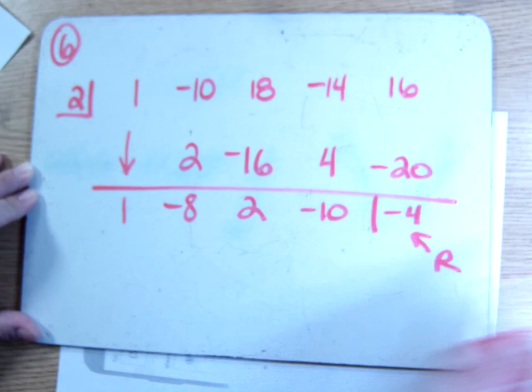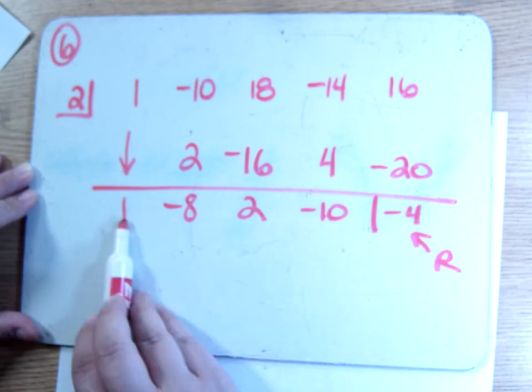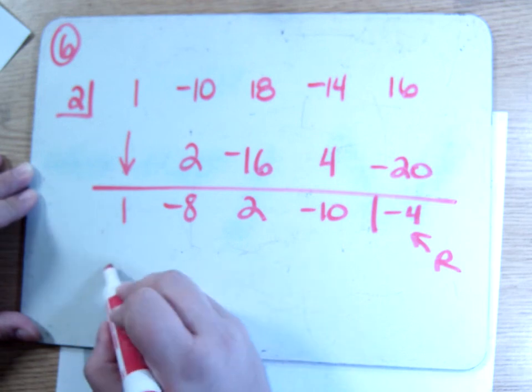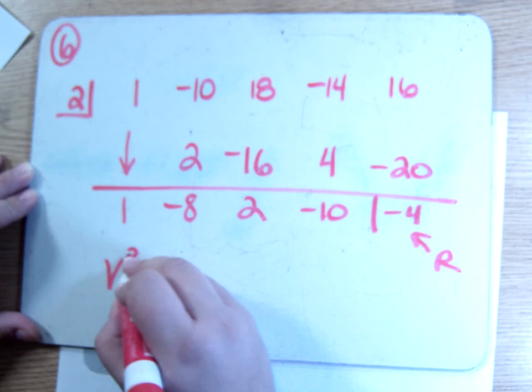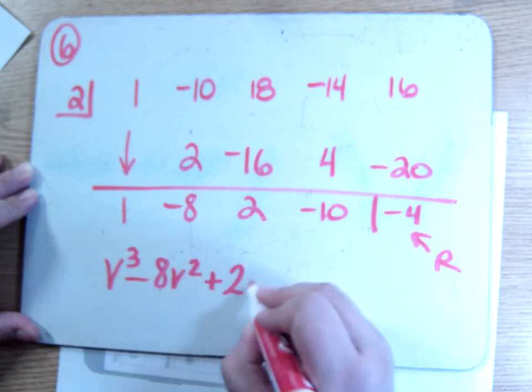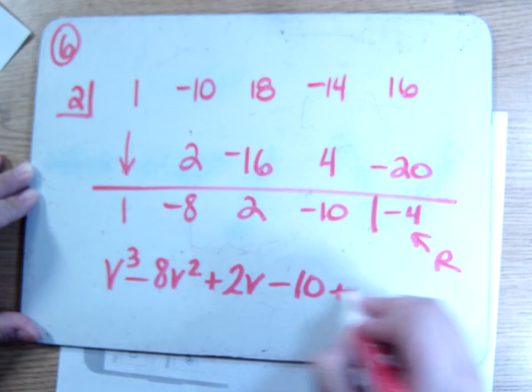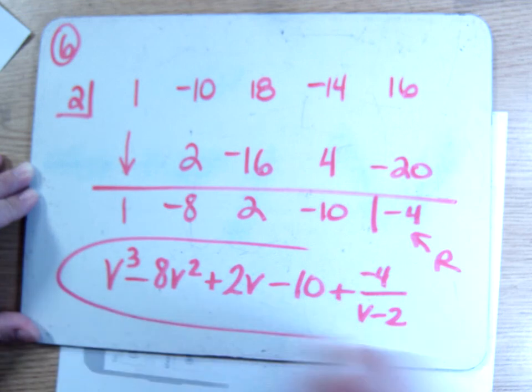So once again, I have a remainder. This is x to the 0, x to the 1st, x to the 2nd, x to the 3rd. So I have 1, and actually it's v's, so I'm going to think about it this time. 1v to the 3rd minus 8v squared plus 2v minus 10 plus negative 4 over v minus 2. And that's my answer.